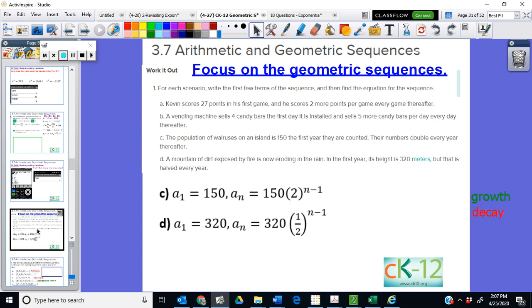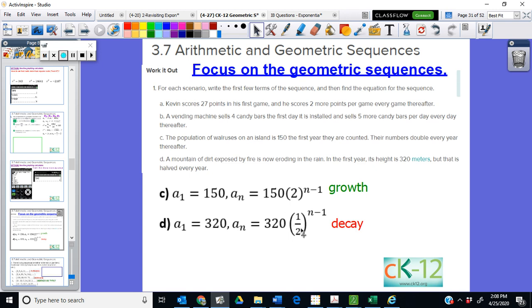Here's another couple examples. Again, don't worry about A or B. Those are arithmetic sequences. Focus on the geometric. Notice that the common ratio is bigger than 1, and so that is an example of growth. And this last one, it's a mountain of dirt eroding in the rain. Notice that this is decay, eroding.